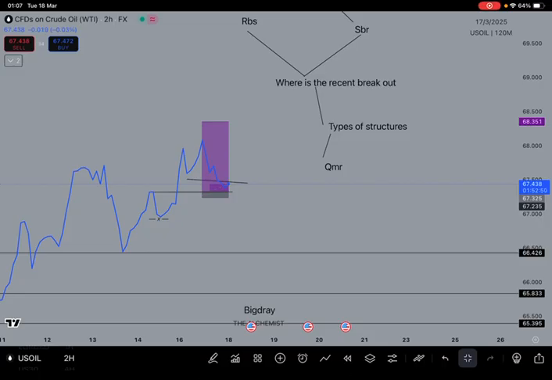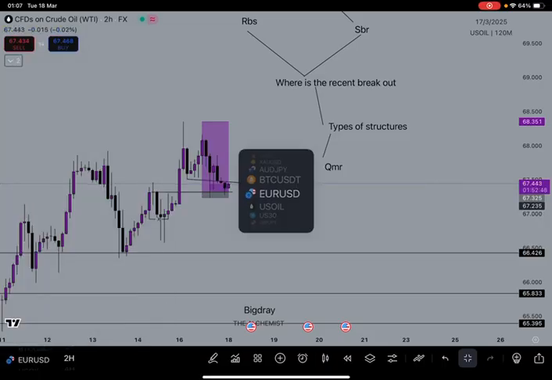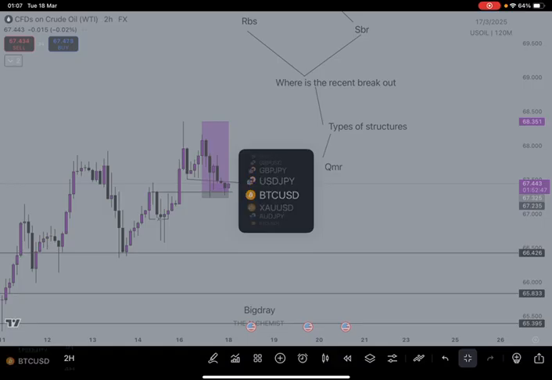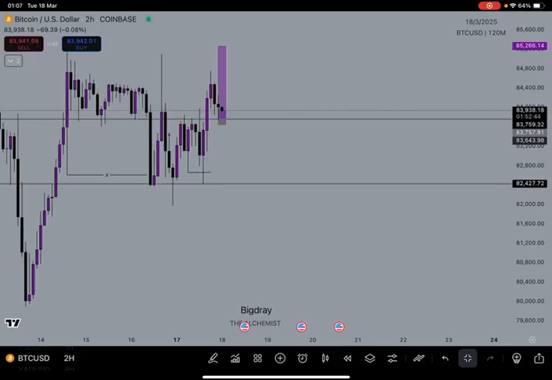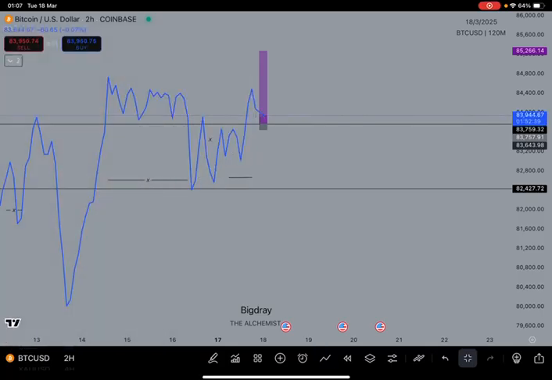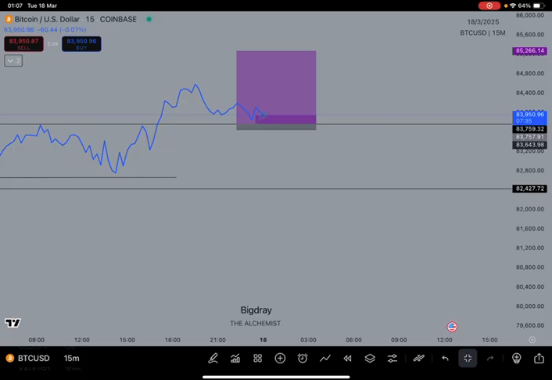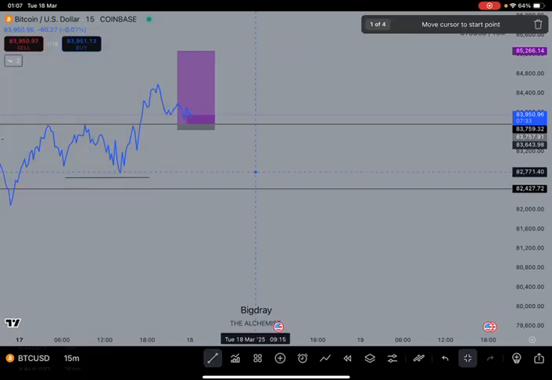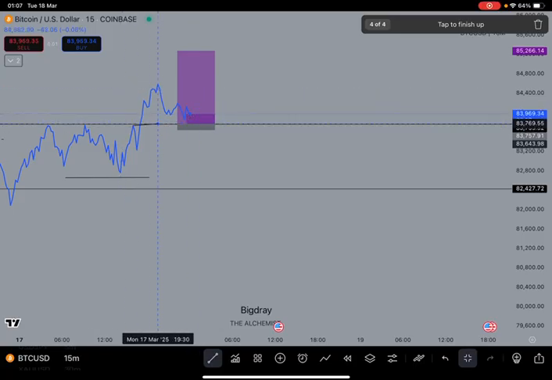I think the same thing is happening on BTC. Let me check. You can see. I bought from where? I think I saw the trade on 15 minutes, right? Yes, you can see. I bought from where? The RBS that was broken. That is where I took my entry from. So this is an example of RBS.